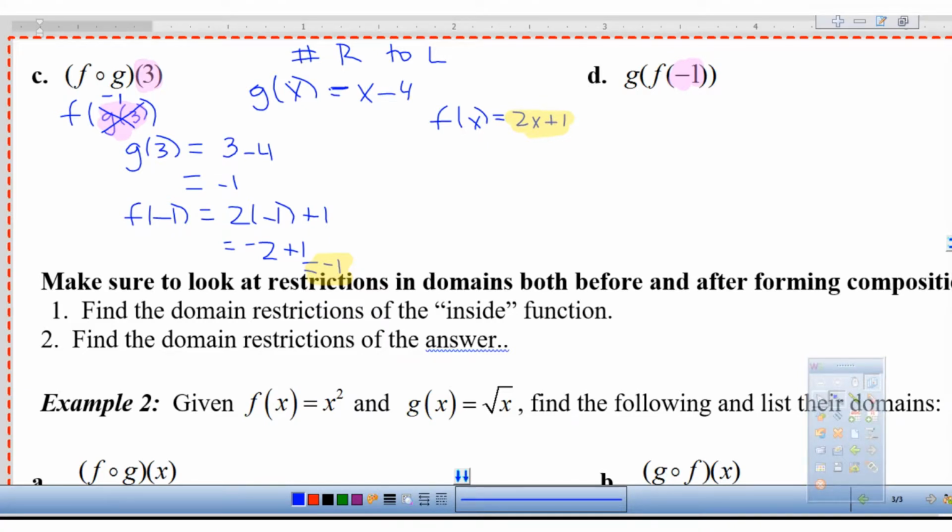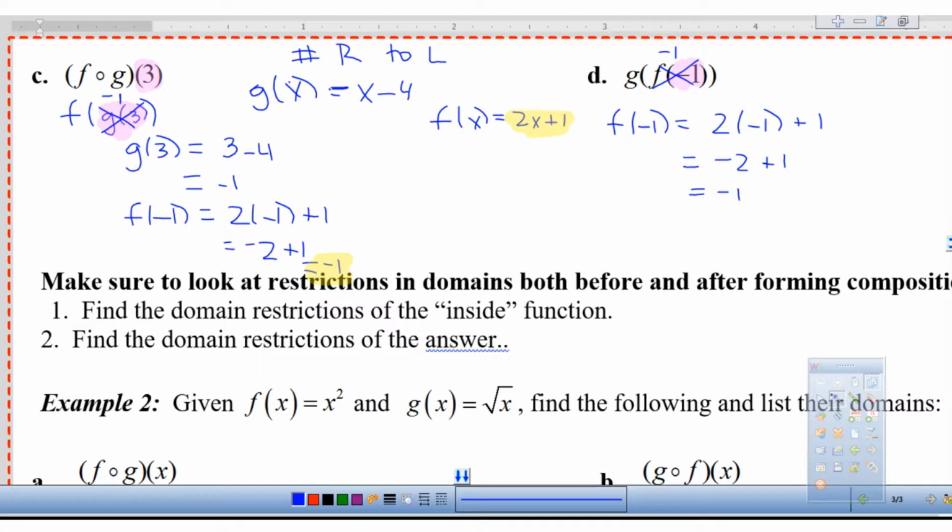Okay, let's do question D. It's already written the good way. So now I can see that I'm going to find f of negative 1. I have to go from right to left because it's a number and not a variable. Go into your f of x, and wherever you see an x, put in a negative 1. So you have 2 times negative 1 is a negative 2, and a negative 2 plus 1 is a negative 1. So now I know f of negative 1 is equal to negative 1.